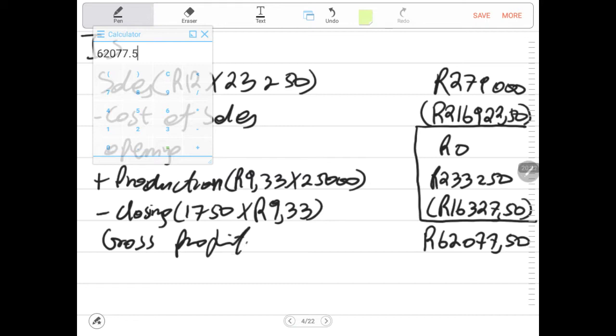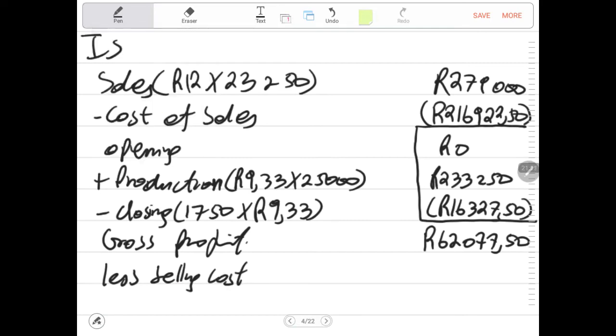I hope you understand my signs because my numbers were negative. I started from the bottom. In other words, you would have said 233,250 minus 106,163.27.50, which gives us 216,922.50. Then after you say sales minus this amount, 279,000 minus the cost of sales, you get to 62,077.50. Then we need to less our selling cost.